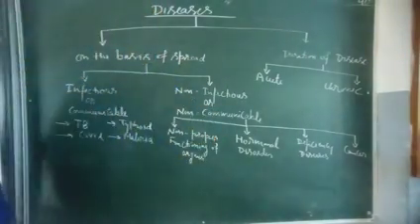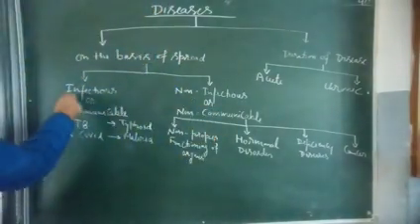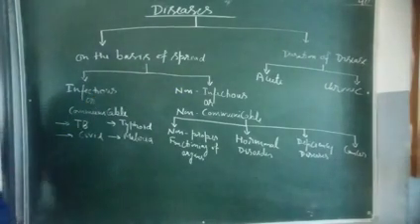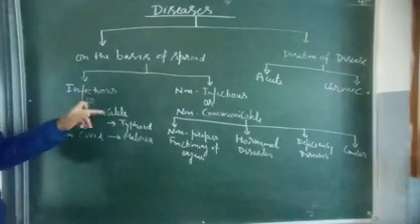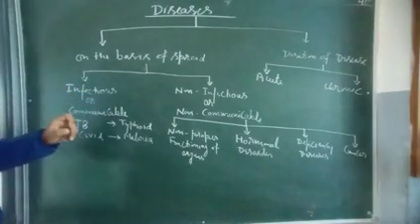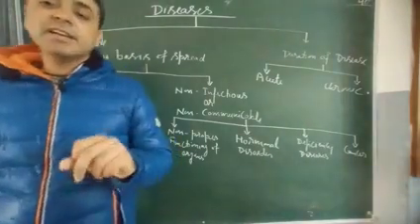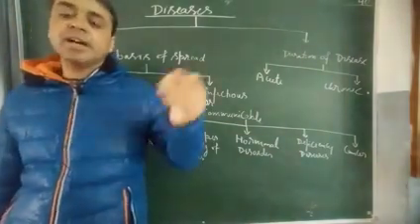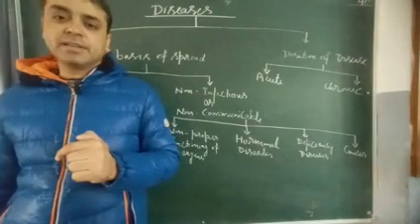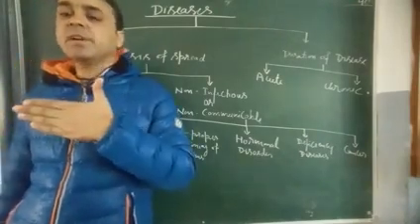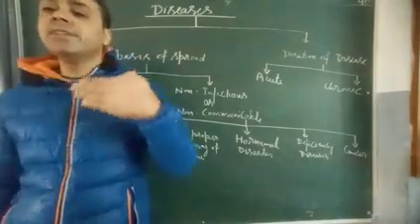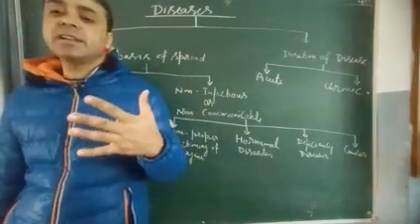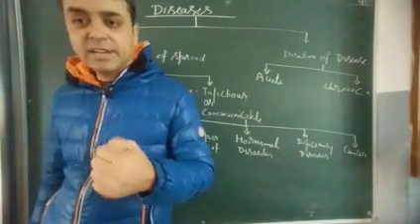On the basis of spread, basically it can be classified into two types. The first is infectious disease or communicable disease. Infectious or communicable diseases are the diseases that can be transmitted from one infected person to another healthy person. Suppose I am suffering from a particular disease and I am going to infect a healthy person, so this disease can be classified under the category of infectious disease.